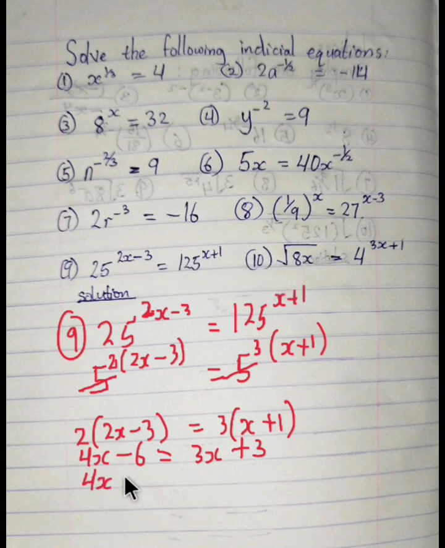So 4x, now this is plus x, plus 3x here. So it's going to become minus 3x is equal to 3, we have plus 3 here. So minus 6, if it crosses the border, is going to be plus 6. So 4x minus 3x is going to be 1x, that is x. 3 plus 6 is 9. So the final answer is x equal to 9.